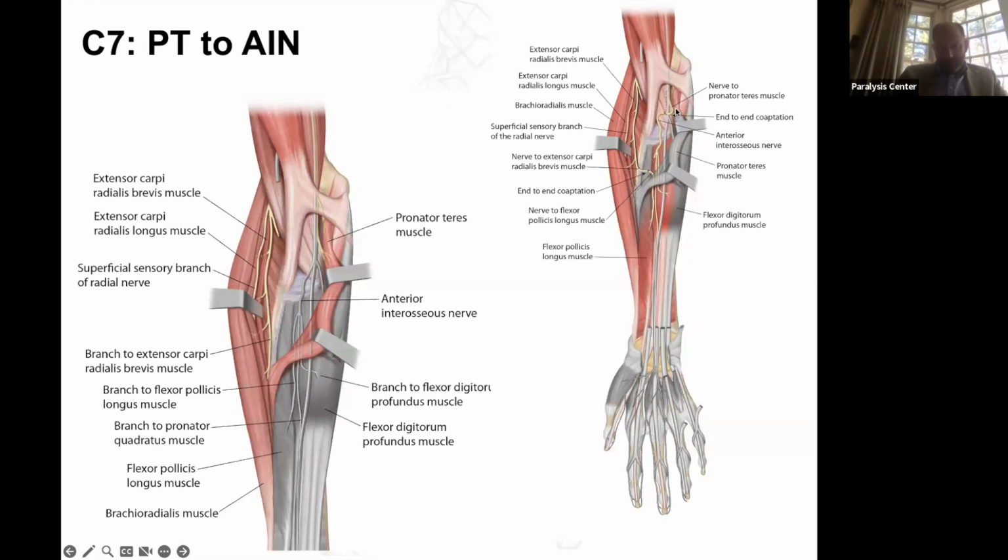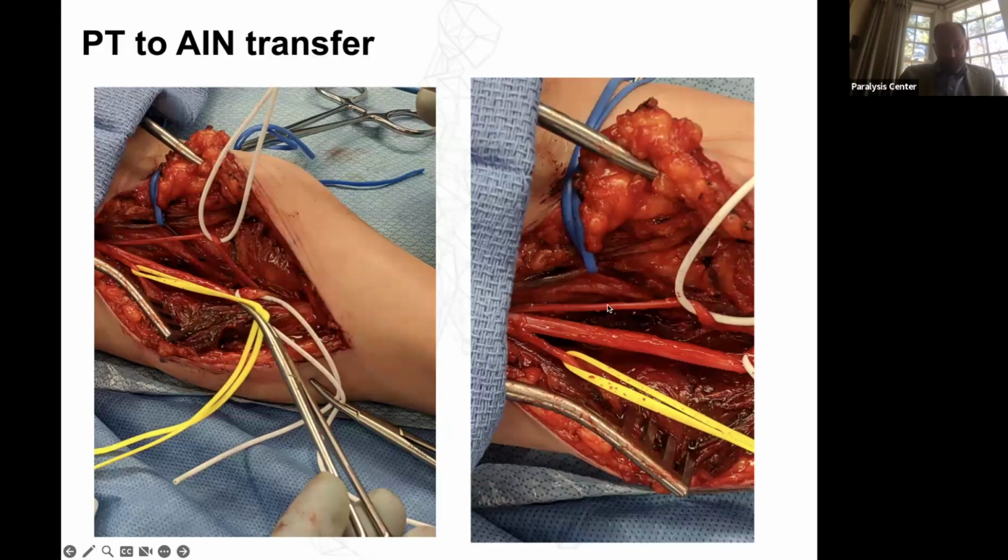So the C7 pronator operation, really simple. Just right here in the forearm, connect A to B, and that'll make the fingers close. And there's another graphic picture. This is the finger flexors. This is the pronator. And the nice thing about this one is there is a pronator branch just up above that. So we save the proximal one. They can still turn their palm down. And we take the bigger distal one, the one that's a little further down the arm. We cut that, and it's a perfect size match. You swing it over to there, and that's a really easy operation, and it works very well.